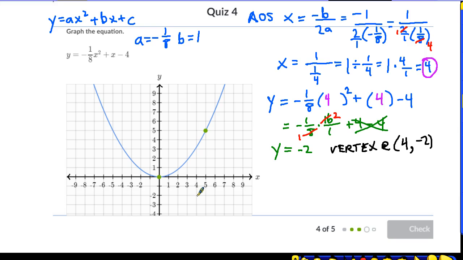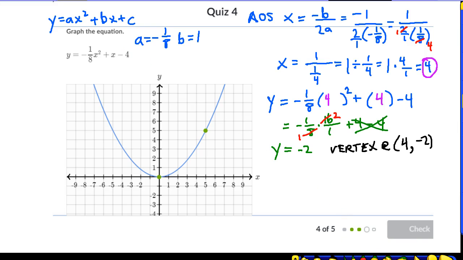Then I need one other point. And the good news here is to figure out one other point, there's a couple of tricks. First of all, I recommend using x values that are somewhere near the vertex. So our vertex is at x equals 4. So use numbers like x equals 3 or 5. The other thing is, if those are not easy to calculate, and they're not going to be easy in this case because we've got a 1 over 8, one thing that we could do is we could try putting in x equals 0. If I put x equals 0 in here, this just goes away. And this goes away, and I'm left with y equals negative 4.